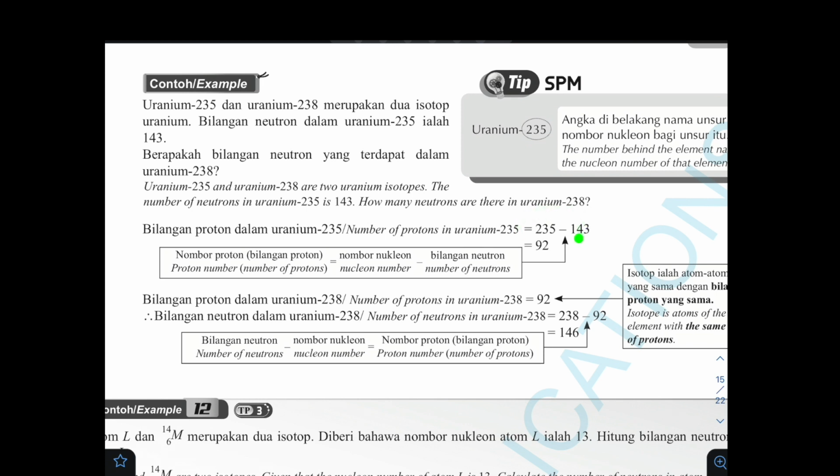So how do we get this? So you see, ingat balik. Okay, we get from the formula ya. Nucleon number is equal to P plus N. So when you want to find the proton number P only, so P is equal to nucleon number minus N. So you get this. Right? So calculate, you get 92. This is the number of proton.